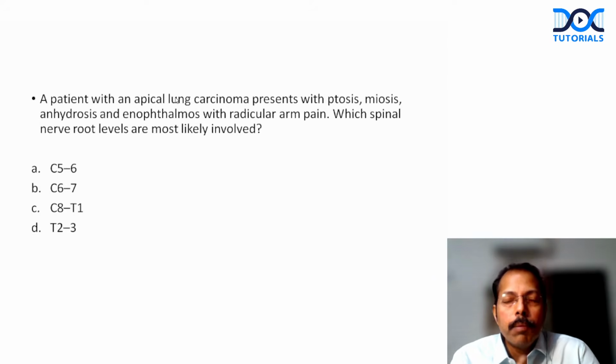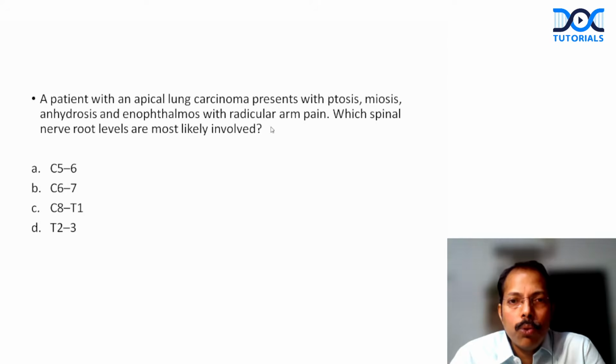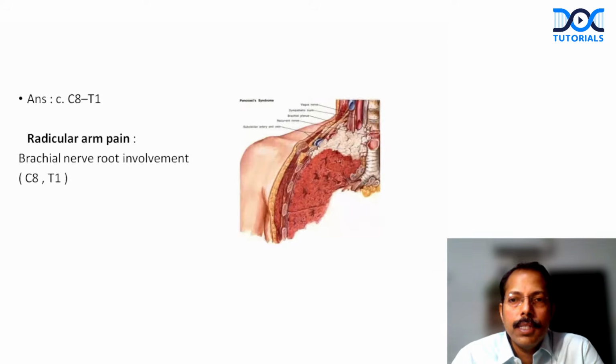Next question. A patient with an apical lung carcinoma presents with ptosis, miosis, anhidrosis, and enophthalmos, which are typical of Pancoast syndrome, with the Horner syndrome, with the radicular arm pain. So which spinal nerve root levels are most likely involved? Okay, so Horner syndrome along with radicular arm pain. So it shows the Pancoast syndrome. And what are the nerve roots involved? Again, a repeat question from our classes. The answer is C8T1. Okay, the brachial nerve root involvement C8T1 will cause the radicular arm pain.